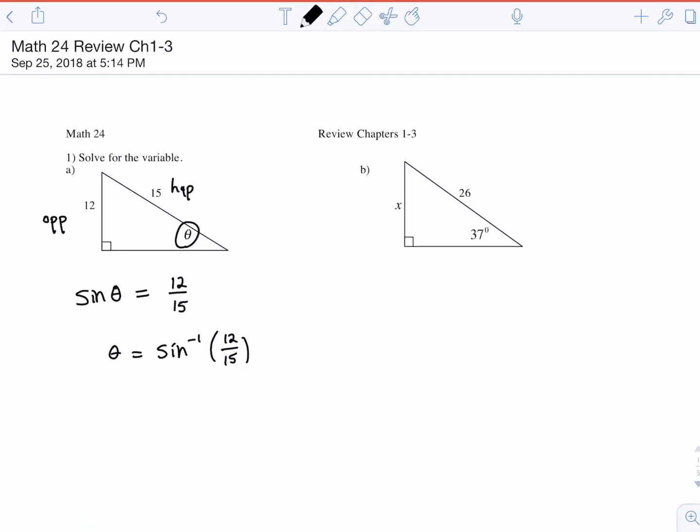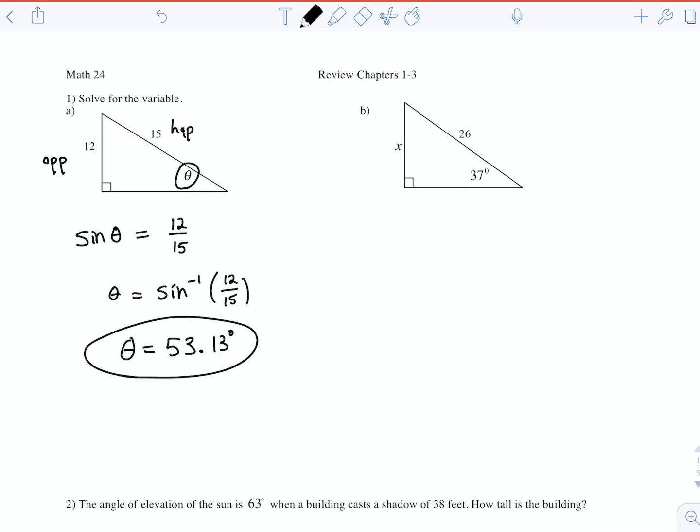So theta is equal to 53.13 degrees. There we go. I already got 100%. Well, at least so far.